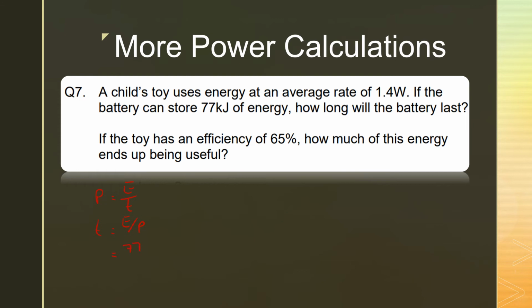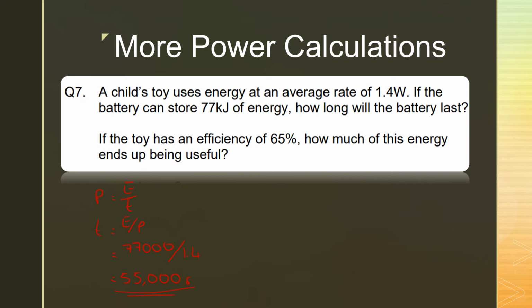So this is 77,000 divided by that 1.4, and we're going to get 55,000 seconds. Again, I wouldn't bother trying to convert that into minutes or hours, just leave it as 55,000 seconds to avoid any additional mistakes. The second part of the question says, if the toy has an efficiency of 65%, how much of this energy ends up being useful?